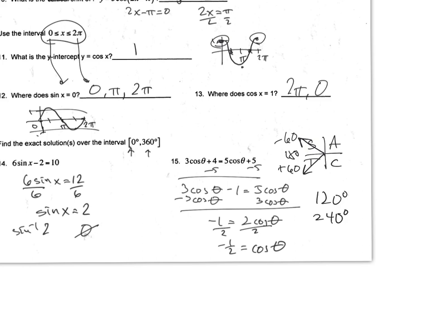So on a multiple choice question, just be careful. If you see just 120, like if this were the answer, that is a correct answer, but the correct answer is to pick them both and have 120 and 240.